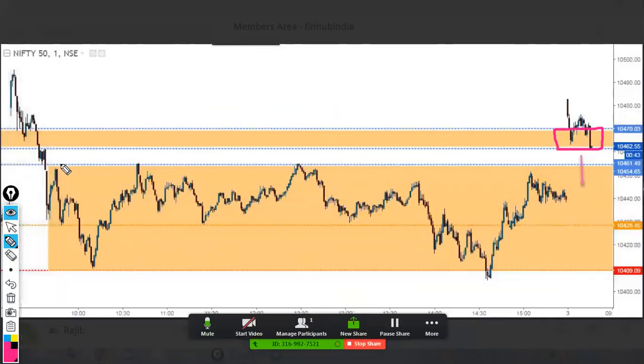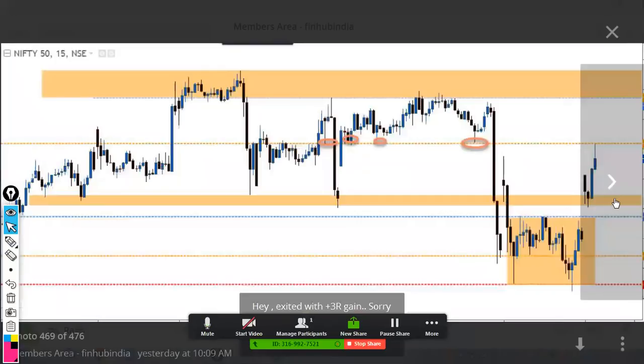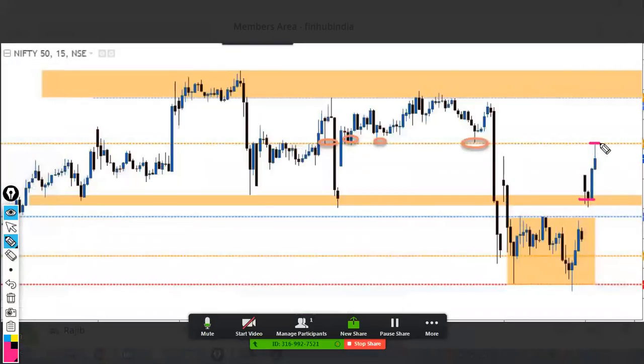So we were planning like, okay, no problems. We have this resistance. We have this box to trade. So we will be looking for a breakdown move below this, which we did actually at the end of the day. So anyways, this is the result. Finally, we bought it here, we exited over here, then it was not able to move up to here.